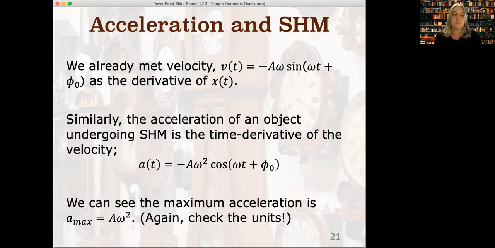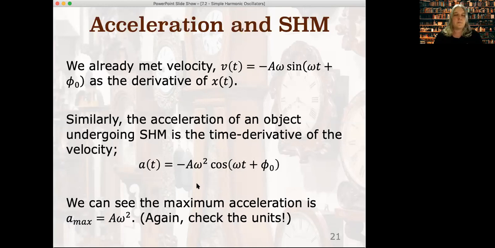Again, feel free to check the units. I asked you to do that with the velocity graph. Make sure that it makes sense. What we've got out should be an acceleration. Make sure it is. So that's our maximum acceleration, and then it oscillates between that and the equal and opposite negative maximum, negative A omega squared. So it just cycles between that. Again, the cycle will occur at the same rate as the velocity and position cycle.